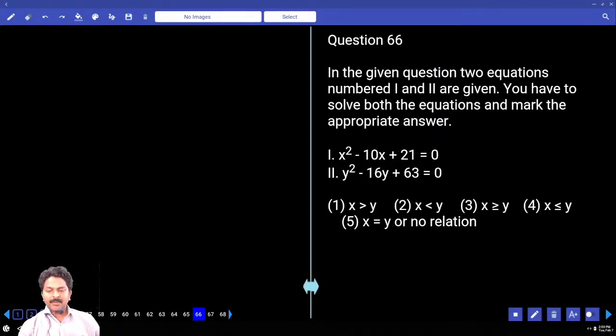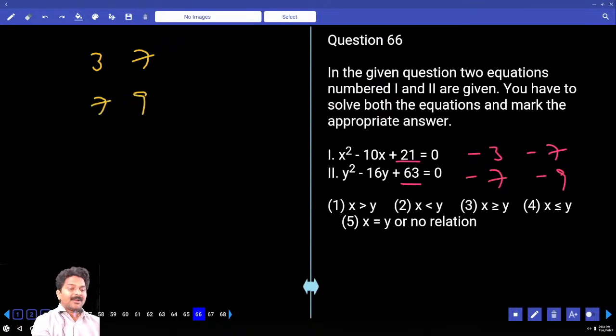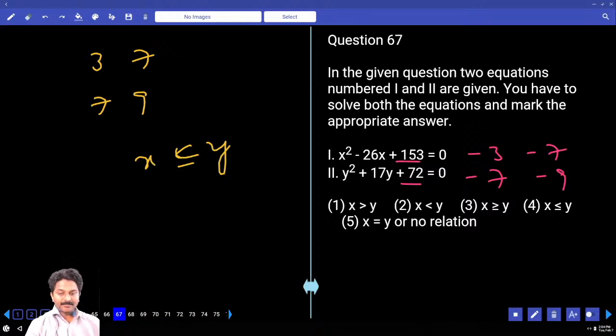Product is 21. Sum must be minus 10. Combination: minus 3, minus 7. Factors are 3, 7. Product 63. Sum must be 16: minus 7, minus 9. Factors 7, 9. 3 compared with these two, lesser condition. 7, 7, equal condition, and then less than condition. X less than or equal to y.